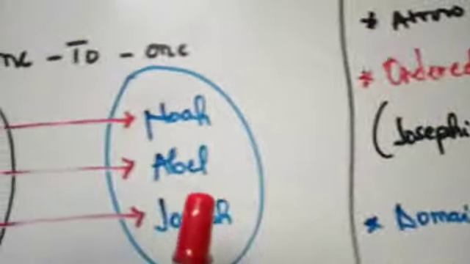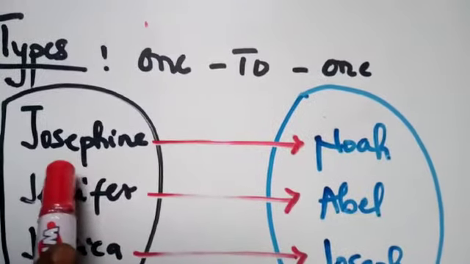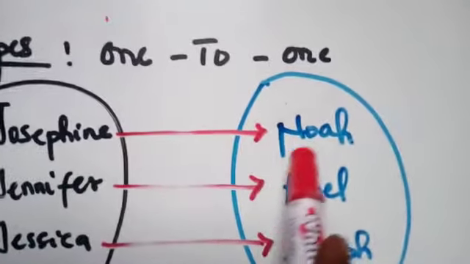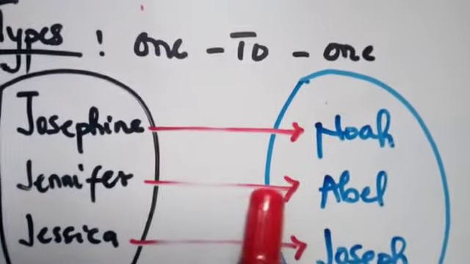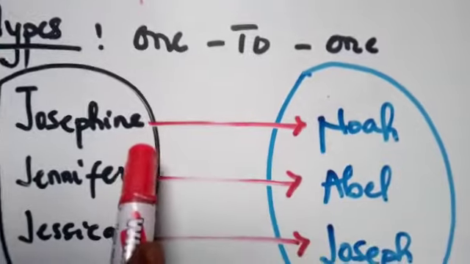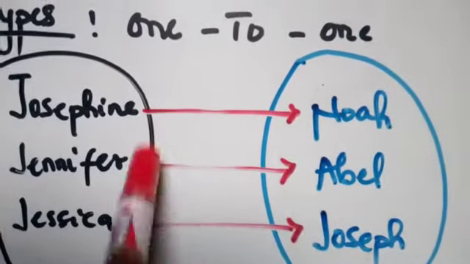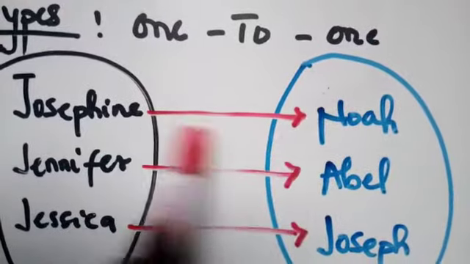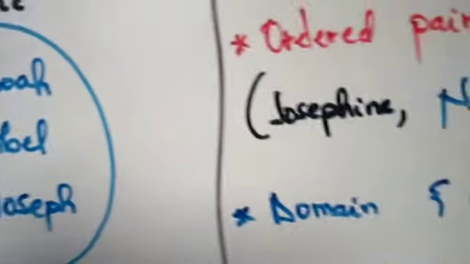So let me use this one to demonstrate that. This is a first person here. Let's say you are Josephine and you are being connected to Noah. So the two of you are an ordered pair, right? There's no way Josephine can be an ordered pair with Abel. You can see that from the diagram because Josephine belongs to Noah, right? So that's one ordered pair over here.